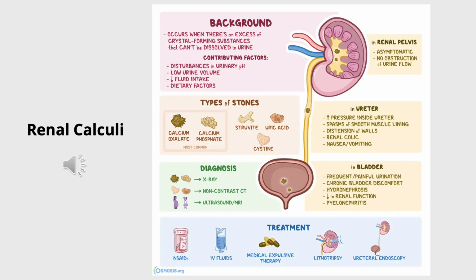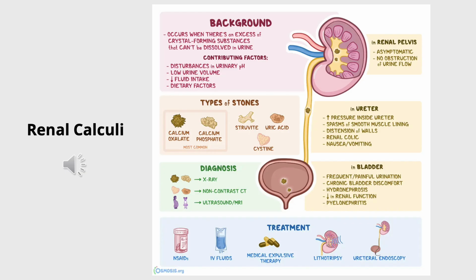All right, so to kind of wrap this up a little bit, we're going to go over this graphic. So renal calculi, also known as kidney stones, form when there is an excess of crystal-forming substances in the urine that can't be dissolved. So there are several factors that can contribute to their development, including disturbances in urinary pH, low urine volume, decreased fluid intake, and certain dietary factors. So there are various types of kidney stones, with calcium oxalate and calcium phosphate being the most common. Other types include struvite, uric acid, and cystine stones.